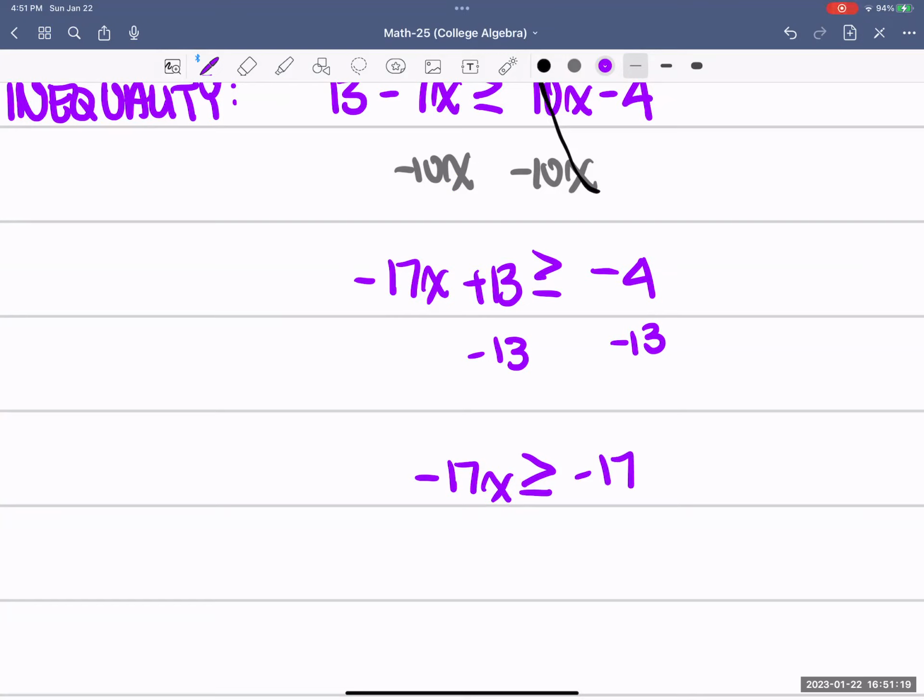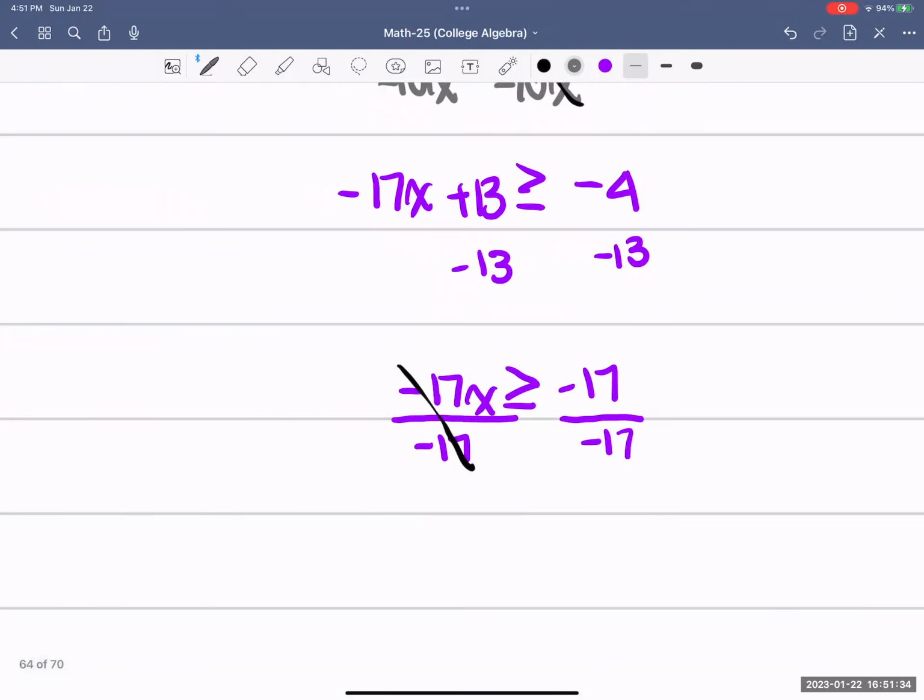And lastly, we're going to divide to get x by itself. We're going to divide both sides by negative 17. We're dividing slash multiplying by a negative number, so we have to remember to change the direction of the sign. So now instead of x being greater than or equal to positive 1, we have x is less than or equal to positive 1.